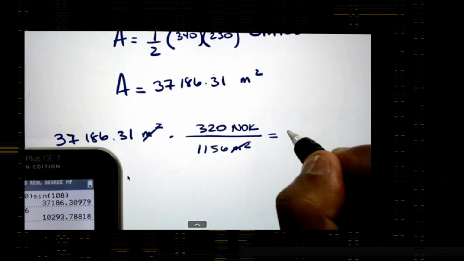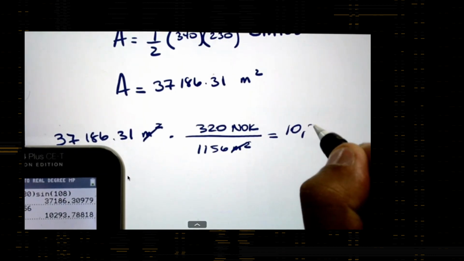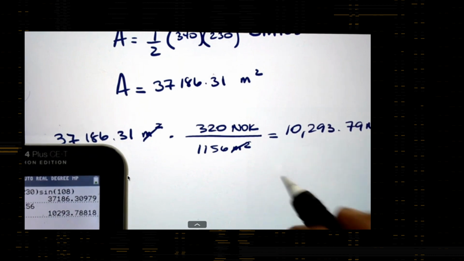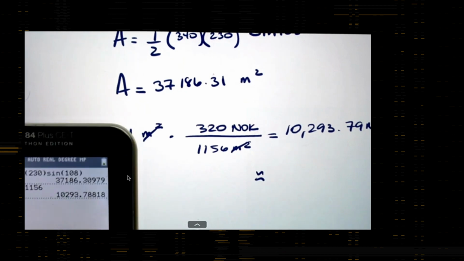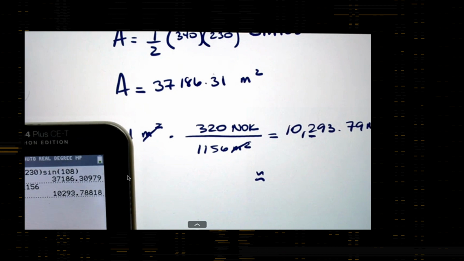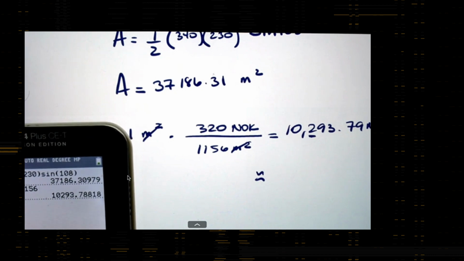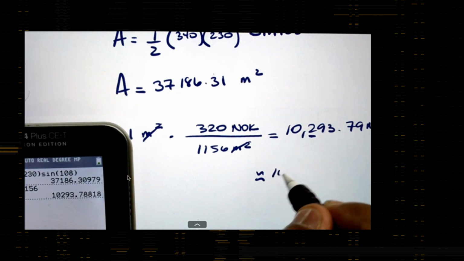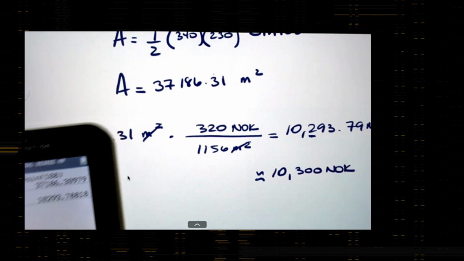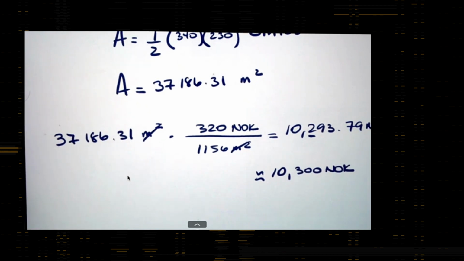So we need 10,293.79 NOKs. Now, if the answer needs to be rounded to 3 significant figures, I need to round it to this place. I'm going to round it up because the next digit is greater than 5. So it's 10,300 NOKs rounded to 3 significant figures. So this is the budget that is needed to make that area more welcoming.